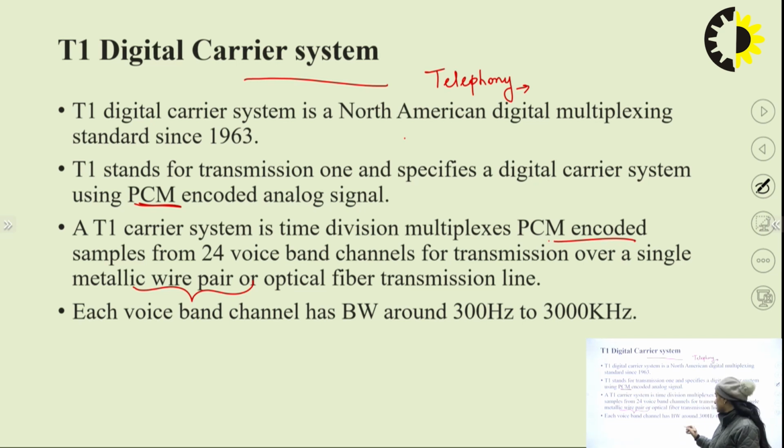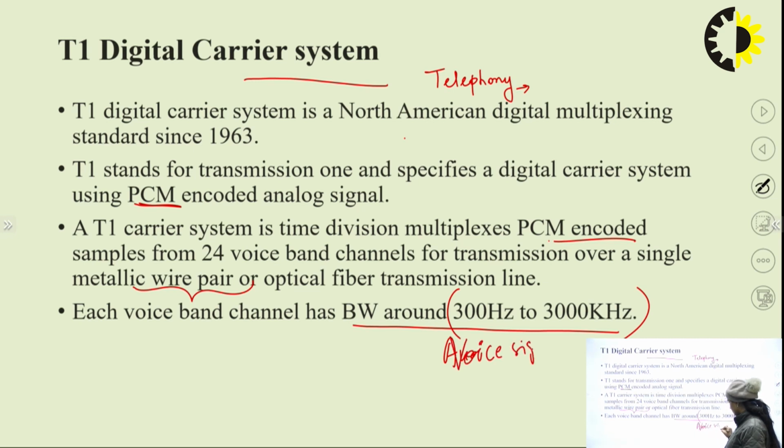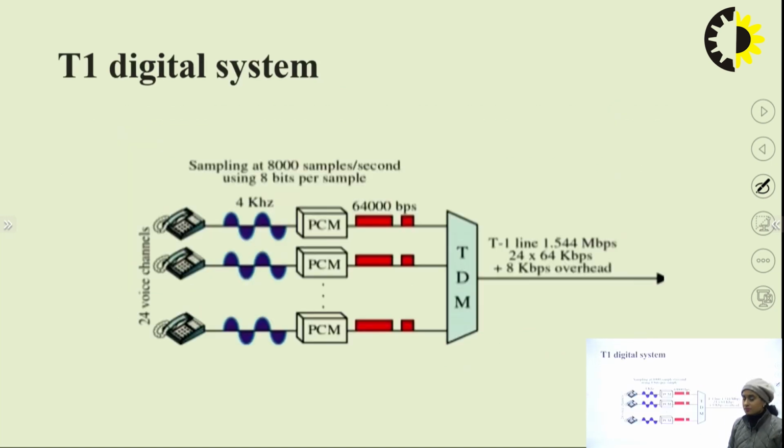Each voice band has a certain bandwidth. This is the audio frequency, and this is the frequency of voice signal. Audio frequency is 20 to 20k hertz, whereas my voice signal varies from 300 hertz to 3000 hertz. This is how it looks like. I can combine 24 voice channels.